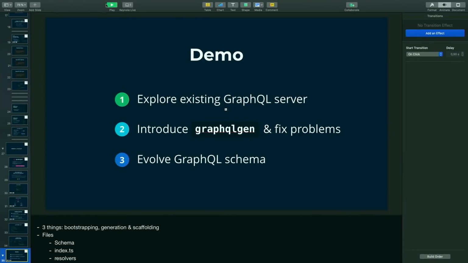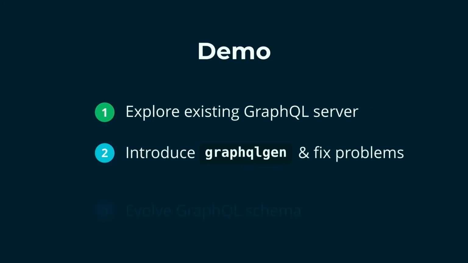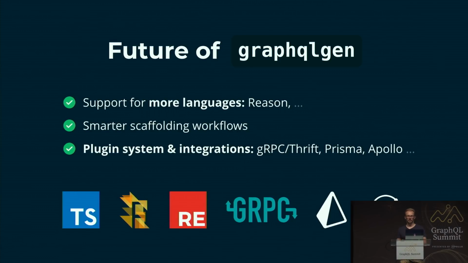Yeah, so let's get back to the presentation again. Perfect. A few thoughts on the future of GraphQL Gen. GraphQL Gen is heavily inspired by an equivalent tool in Go called GQL Gen, which is a sister project now, where we are taking a lot of inspiration from, and we're trying to evolve the roadmap in a similar fashion.